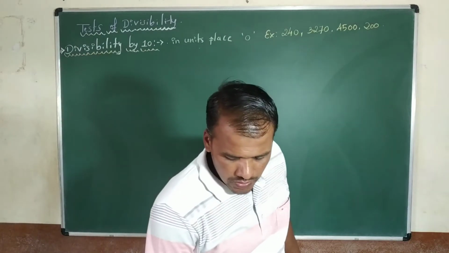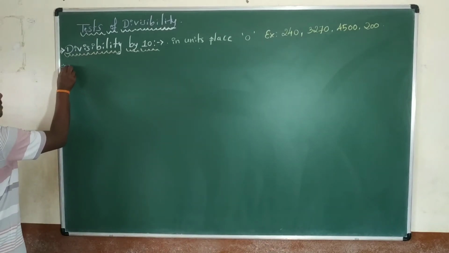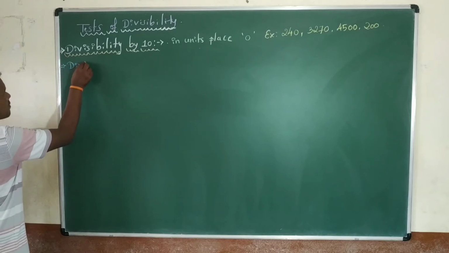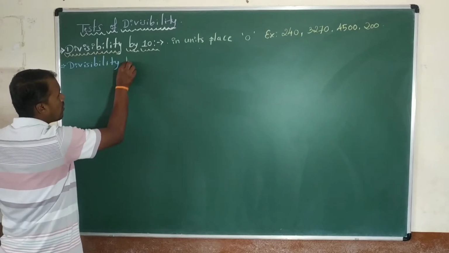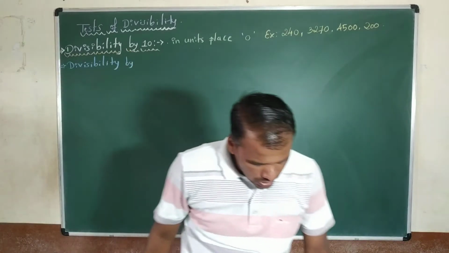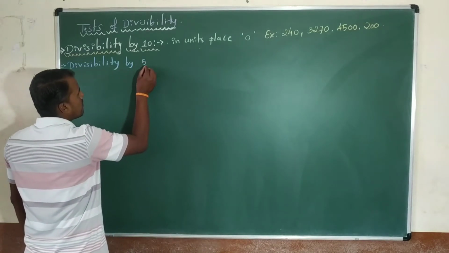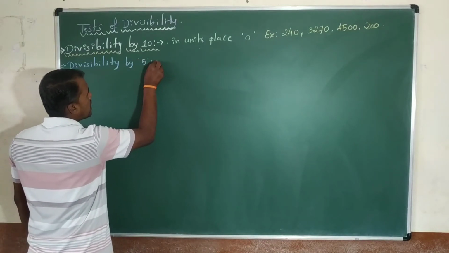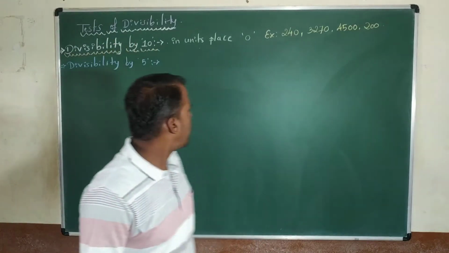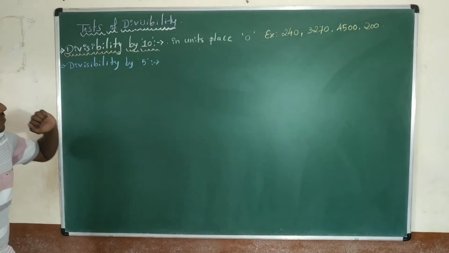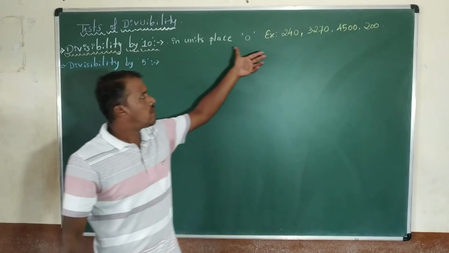Now we are going towards the next divisibility rule, the second concept. Divisibility by 5. Here we just learned divisibility by 10. Now we are going to study the divisibility by 5. In divisibility by 5, we have the same concept as divisibility by 10.